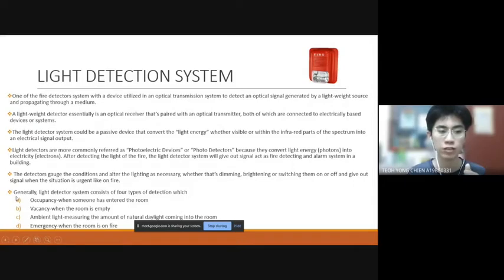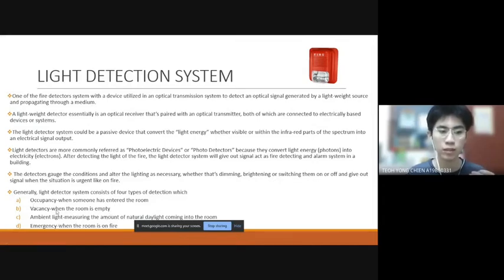And then in general, the light detector system consists of four types of detection, which is occupancy, when someone has entered the room, so that the detector will switch on the light. And then the vacancy, when the room is empty, the detector system will switch off the light.